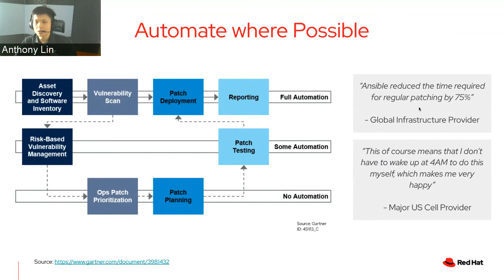So what are some of the comments that we can see from, for instance, a global infrastructure provider? It says that Ansible is able to reduce the time required for regular patching by up to 75%. And you don't have to wake up every early morning just to try to resolve this problem.